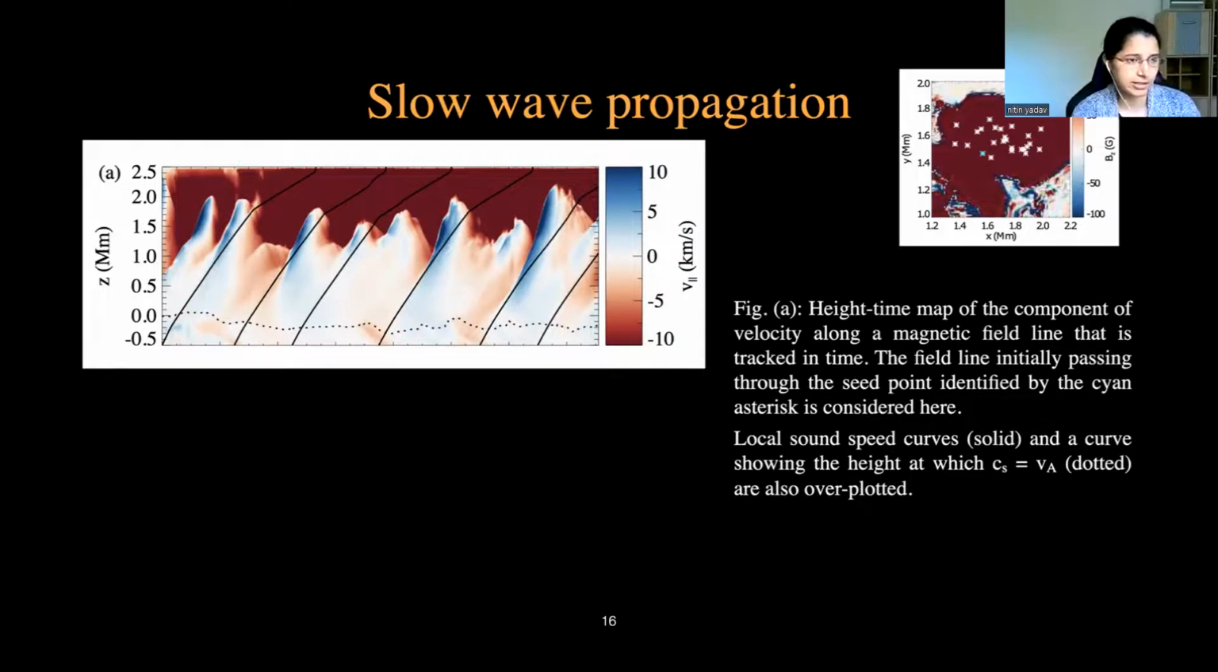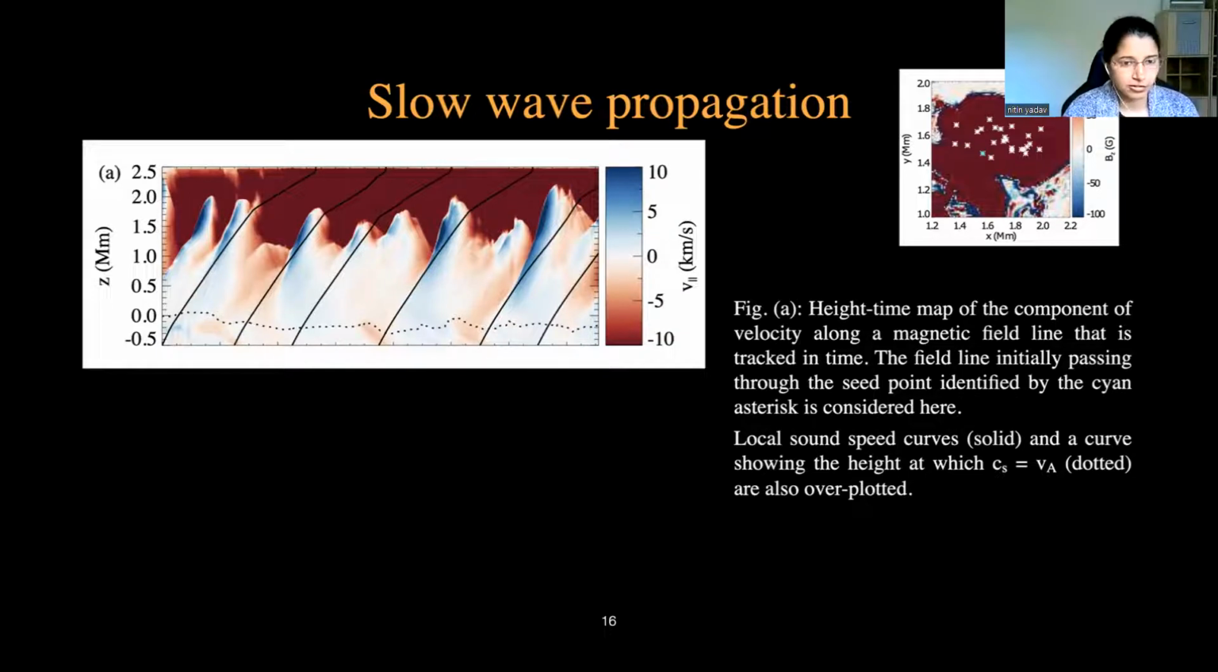So for that, we calculate the component of velocity along the magnetic field vector, which is the longitudinal component of velocity, at each time step, and constructed a height-time map. So this map shown here is for one example case again, which is shown by this cyan asterisk. The background here clearly maps the forward propagation of longitudinal velocity perturbations along the magnetic field lines.